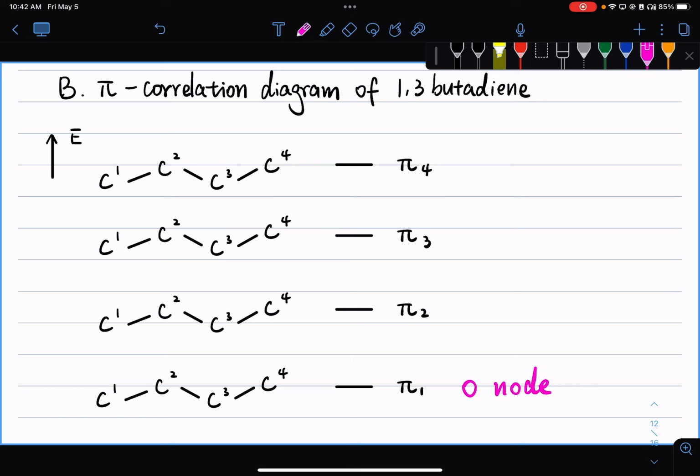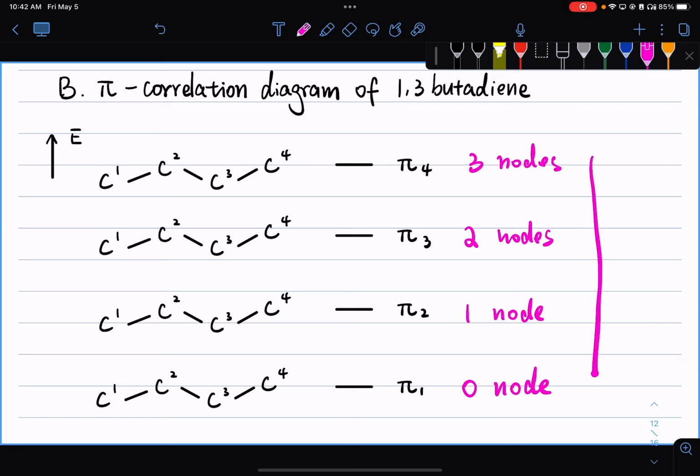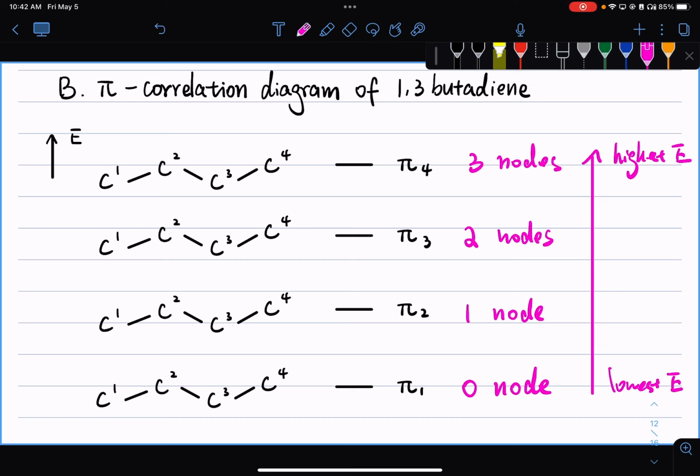The one up will have 1 node, and then 2 nodes and 3 nodes. All right, so the larger the number of nodes we have, the higher the energy we have. So the best way to put it is, let's just draw the position of the node first.